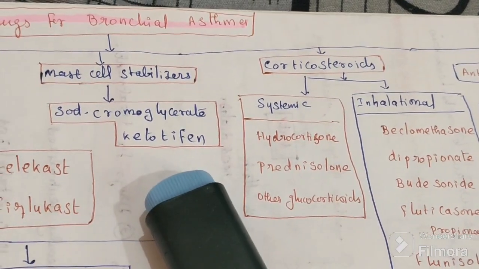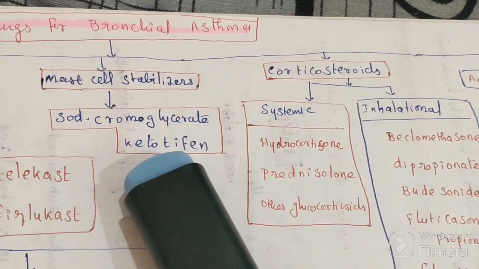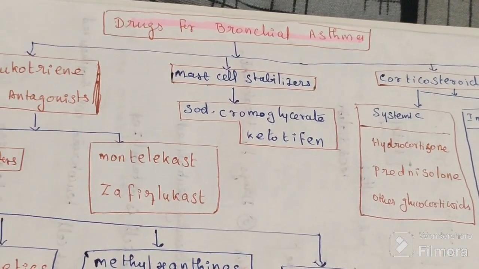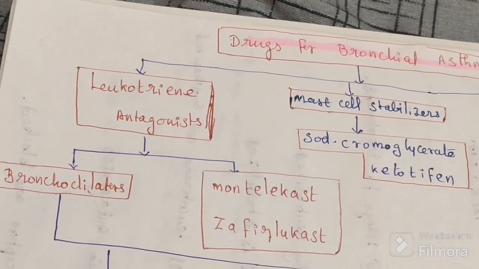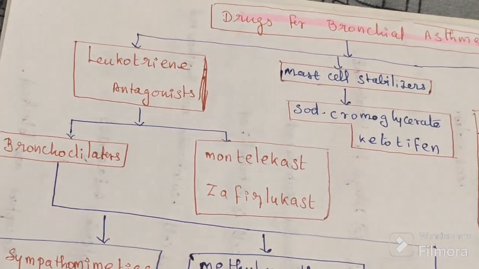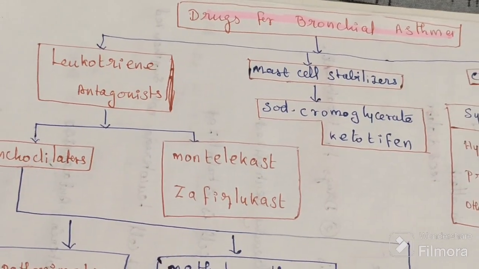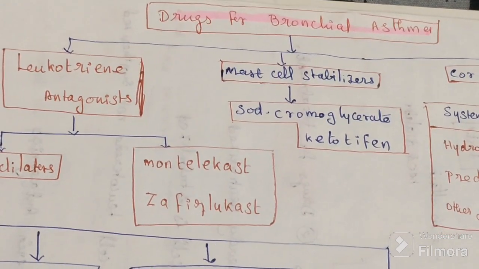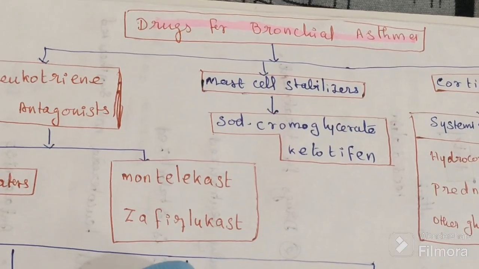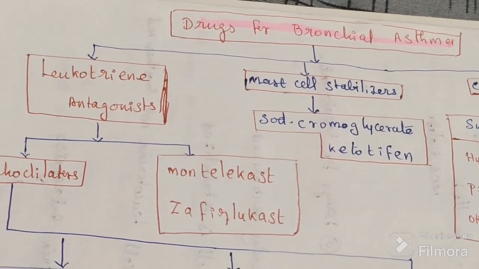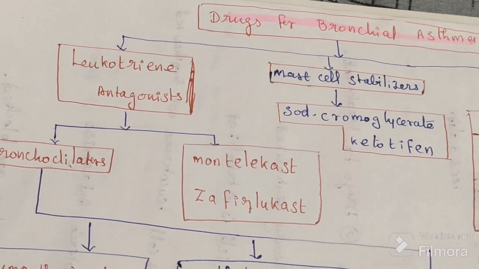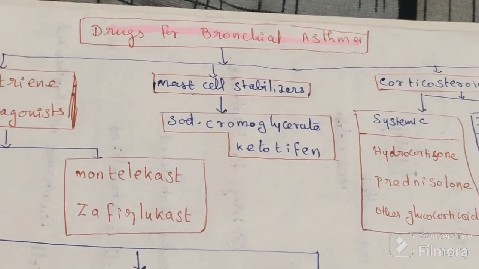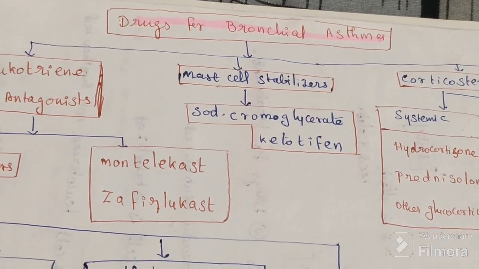The mast cell stabilizers are ketotifen and sodium cromoglycate. Then leucotriene antagonists are there, that is montelukast and zafirlukast. So montelukast and zafirlukast are the drugs used as leucotriene antagonists. For leucotriene receptor blockers, we use the same drugs, montelukast and zafirlukast.